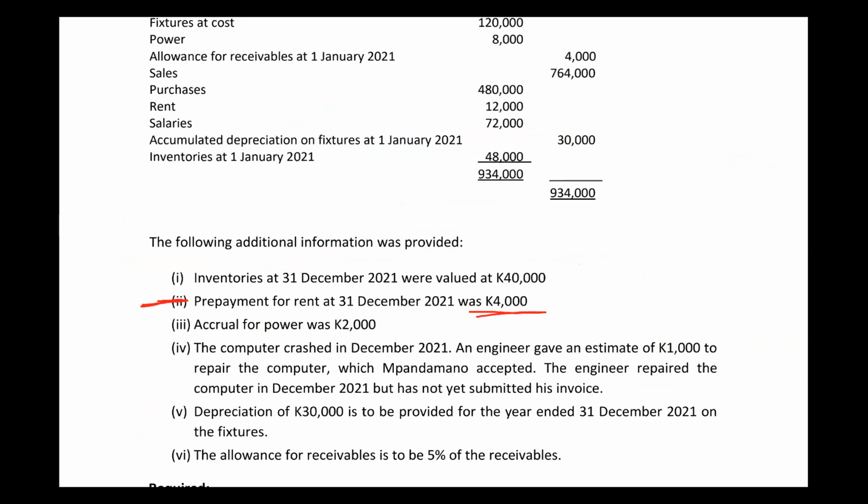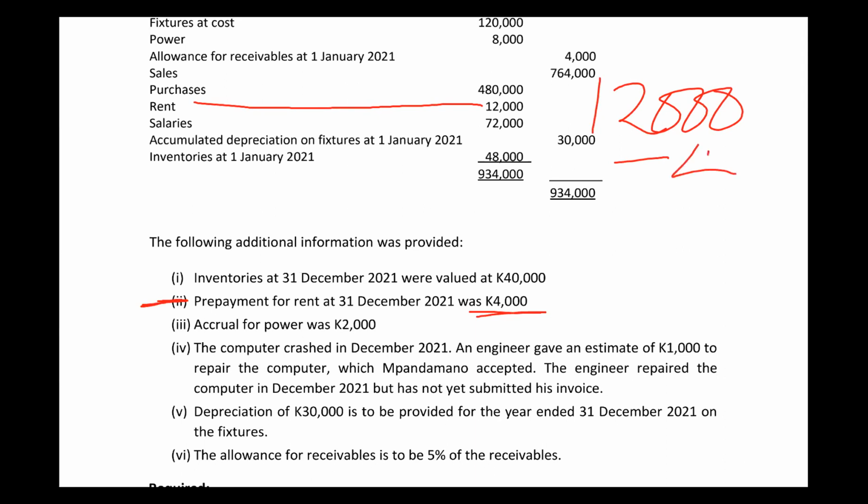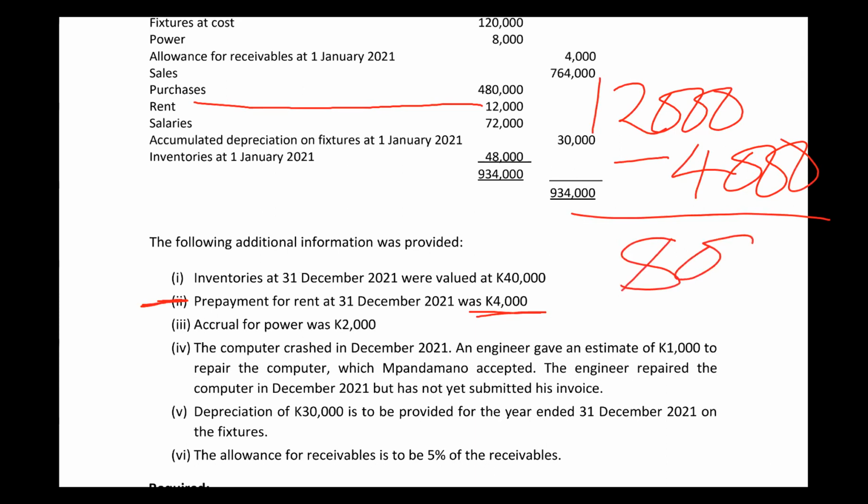So the prepayments are always subtracted from those expenses under concern. Let's say you have got rent. Your rent here is worth how much? It's 12,000. So from 12,000, you will subtract the prepayment of that rent. You had to pay in advance 4,000. So 12,000 minus 4,000 gives you 8,000. So when you are recording rent, you record 8,000, not 12,000.